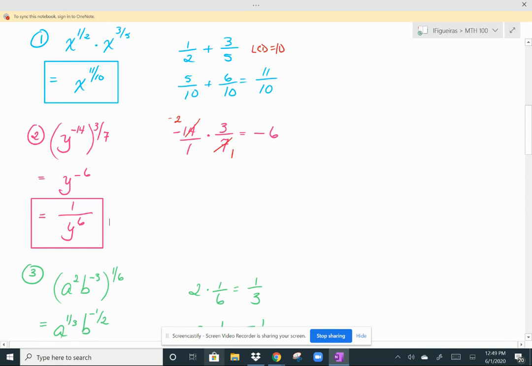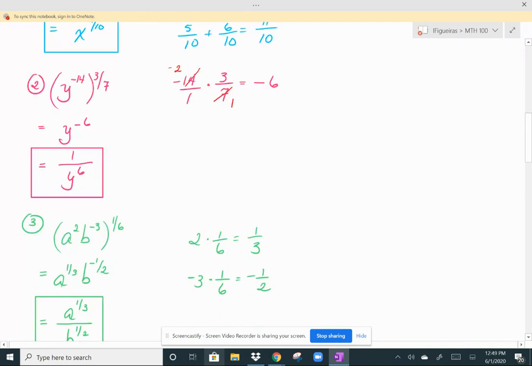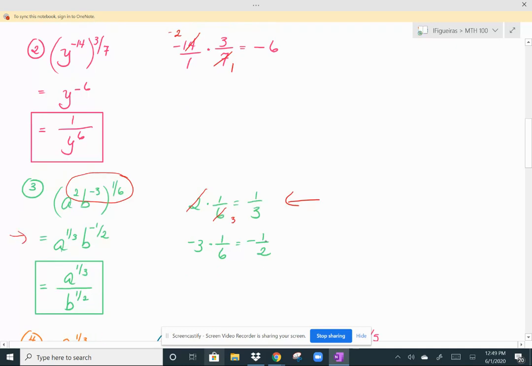Okay, here's another one. Again, we're using rule number 3 first, but I have two variables. So I need to multiply 2 times 1/6 and negative 3 times 1/6. So that work is here. So 2 times the 6, 2 goes into 6 3 times. So the first exponent for a is a to the 1/3. And then negative 3 times a 6, 3 goes into that 2 times, so you get negative 1/2 as my exponent for b. So the second line says that this is equal to a to the 1/3 times b to the negative 1/2.